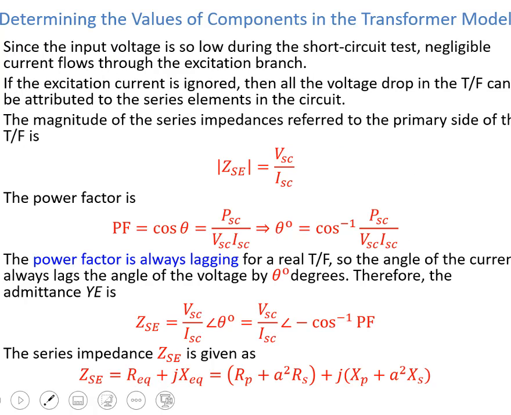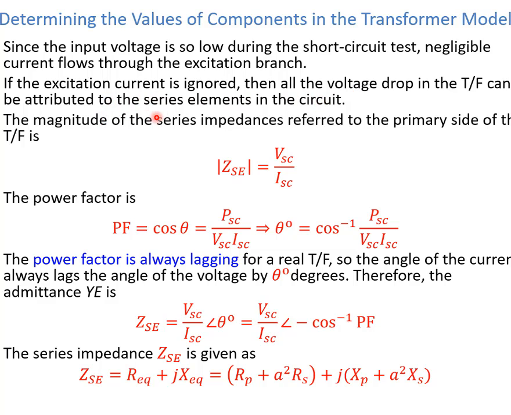Since the input voltage is so low during the short circuit test, negligible current flows through the excitation branch, because it will behave as though the transformer is working on full load, since we have adjusted the voltage on the short circuit side such that the rated current flows on the secondary side of the transformer. So if the excitation current is ignored, then all the voltage drop in the transformer can be attributed to the series elements in the circuit.